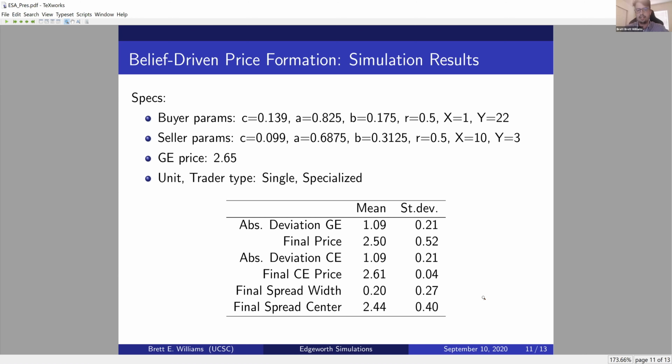What I found here is that while it translates in terms of ease of use, it does not really translate in terms of reaching the price. It's a bit further away in average final price, and the absolute mean deviation is slightly larger. The final competitive equilibrium price is a bit further away from the original competitive equilibrium, meaning there were more disequilibrium trades.